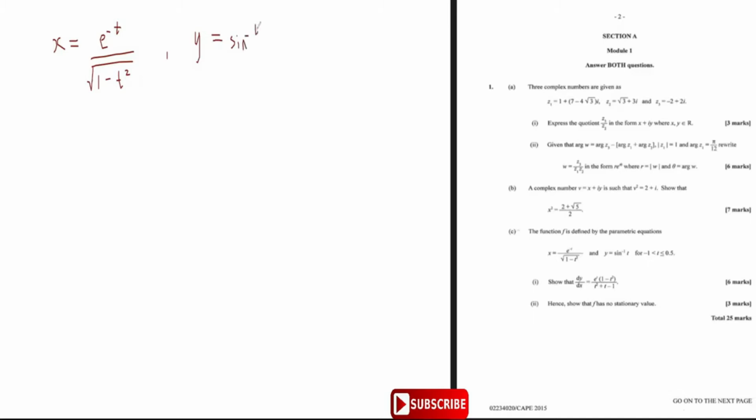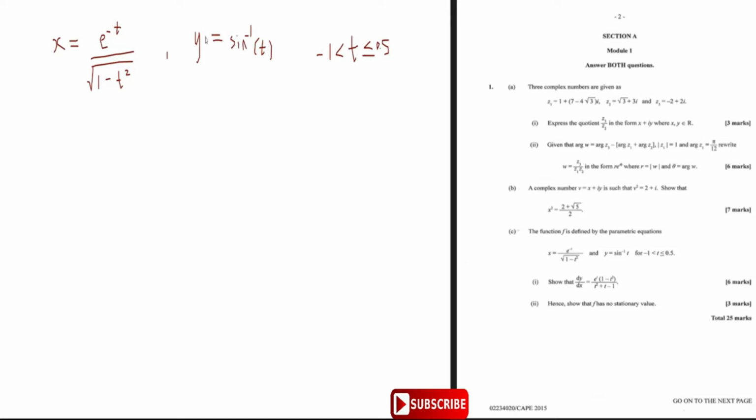Y is sine inverse of t. All right, and they tell us that this information is critical as well. They tell us that t is between -1 and 1. And I didn't put this right, it's strictly between -1 and 1. Good, now they ask us to find dy by dx, or rather prove that dy by dx is equal to that.